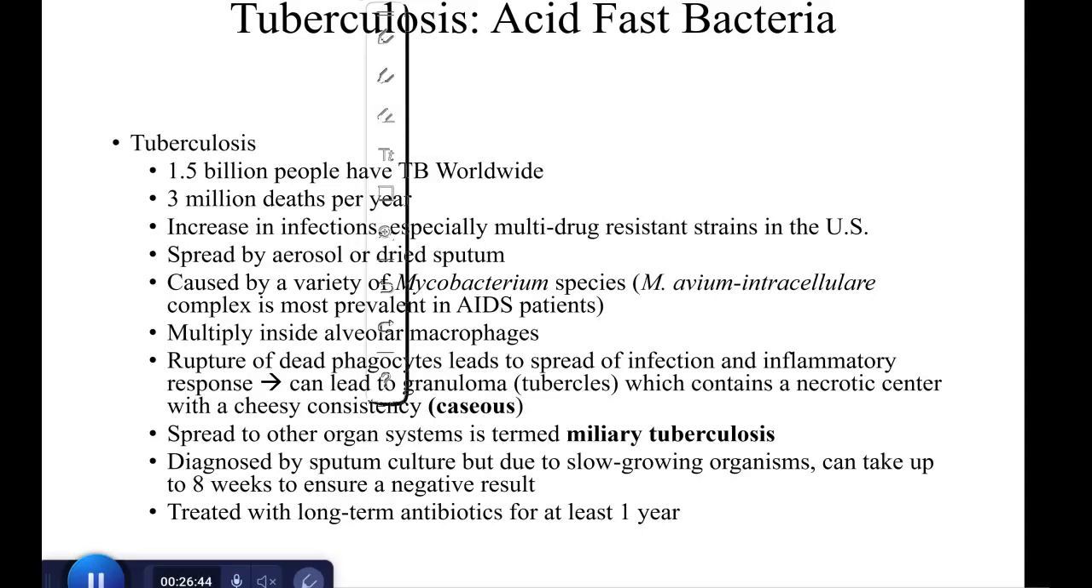Most of the time tuberculosis affects the lungs, and the bacteria can actually multiply inside alveolar macrophages. If you remember, the alveoli are the functional units of the lungs. Our body can't really handle it, so we end up building these granulomas, these walls of cells, to basically keep it isolated. Most often we think about tuberculosis in the lungs, but it can actually spread to other organ systems. This is termed miliary tuberculosis.